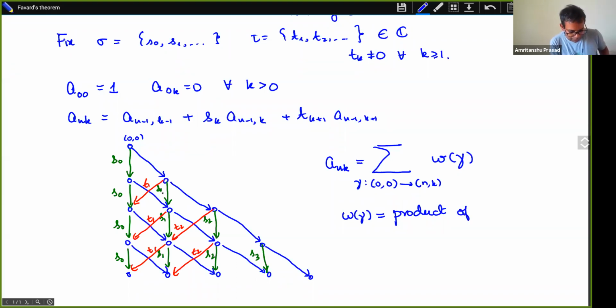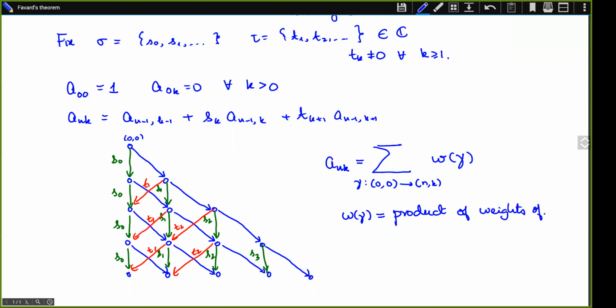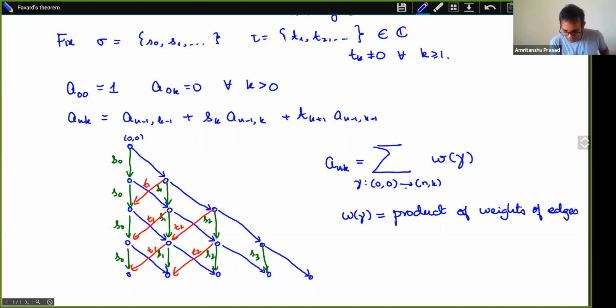If the s's are all 0, then this will lead to counting of Dyck paths. But it seems that there are multiple paths and they might have the same weight, or they might have different weight. Yeah, so whatever it is, you add all the weights. So you enumerate over all paths, and the sum is over all paths.